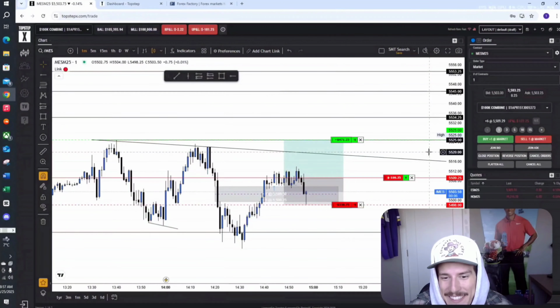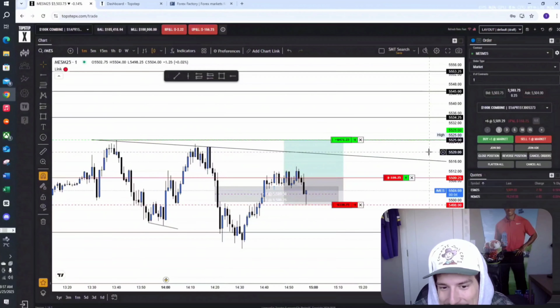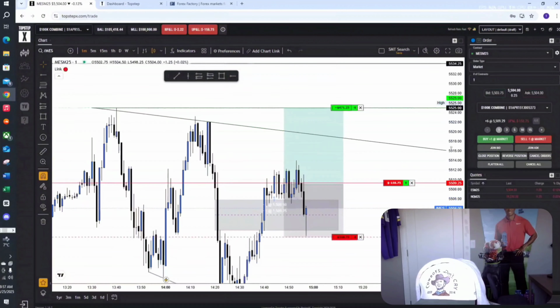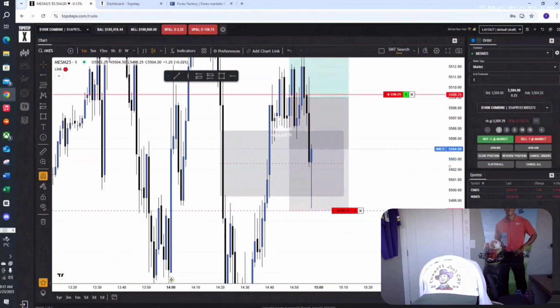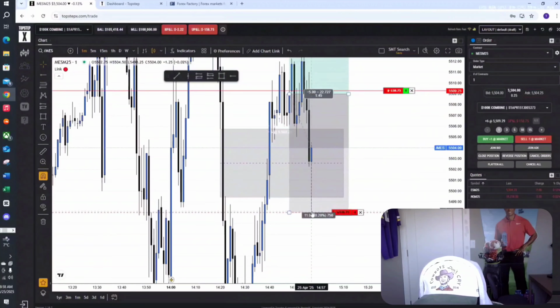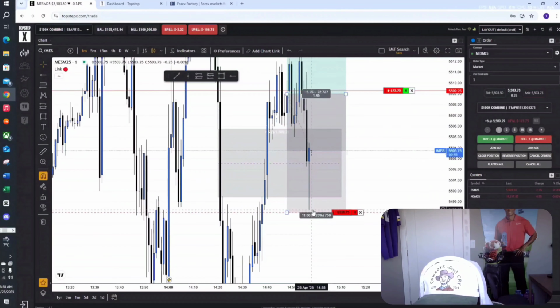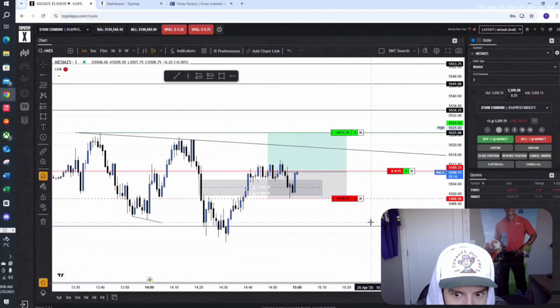Hold on. You guys, that's one tick. Hold on. Look at this. Look at that. That's one tick. Price action. What are you doing today?